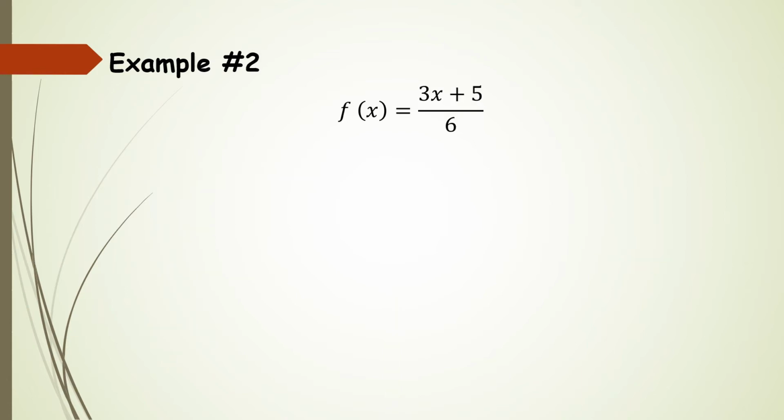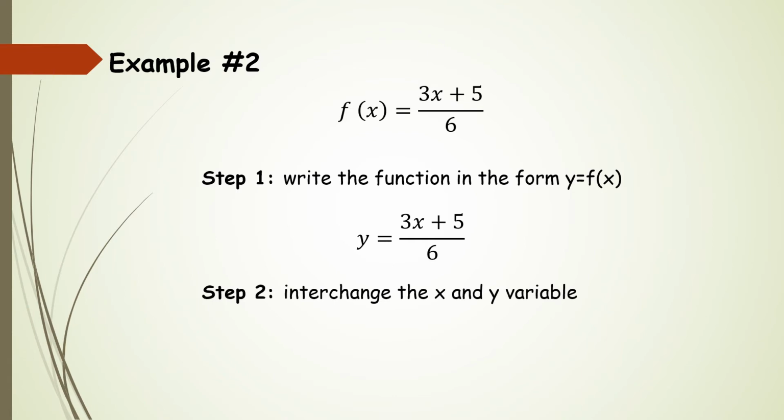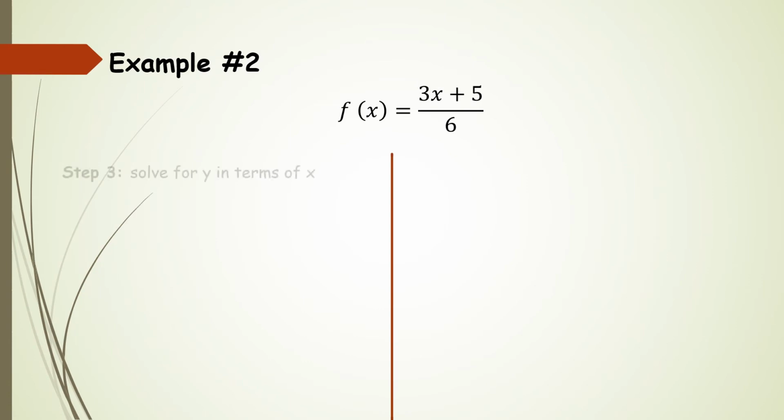Example number 2. We have f of x is equal to 3x plus 5 all over 6. So, step 1 again, write the function in the form y is equal to f of x. Substitute lang ang y sa f of x. Y is equal to 3x plus 5 all over 6. Step 2, interchange the x and y variable. Again, papalitan lahat ng x ng y at lahat ng y ng x. So, meron na tayong x is equal to 3y plus 5 all over 6. Step 3, solve for y in terms of x.